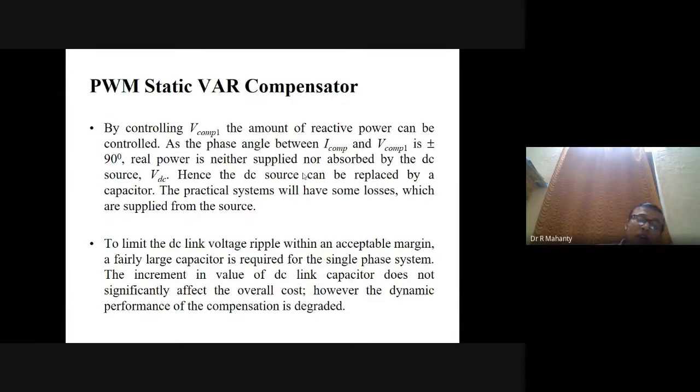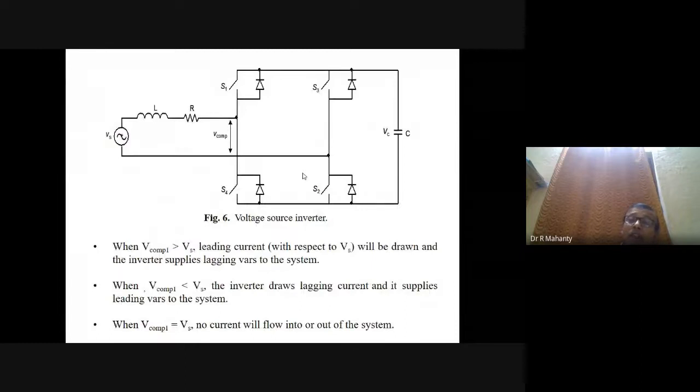Okay, the increment in value of the DC link capacitor does not significantly affect the overall cost. However, the dynamic performance of the compensation is degraded. This is the meaning of that: even if this DC capacitor value is very large, this DC capacitor will be an electrolytic capacitor, and electrolytic capacitors are not very costly. You can use an electrolytic capacitor here.